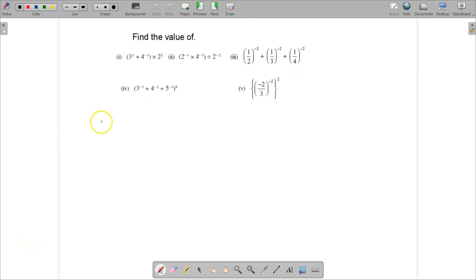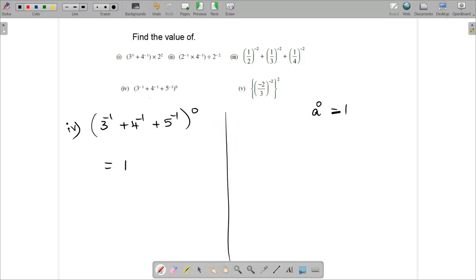So coming to the fourth subdivision, it is (3^-1 + 4^-1 + 5^-1) the whole power 0. As discussed with the first problem, any value power 0 is equal to 1. So simply, without solving anything, you can just write the value as 1. That is the answer for the fourth subdivision.